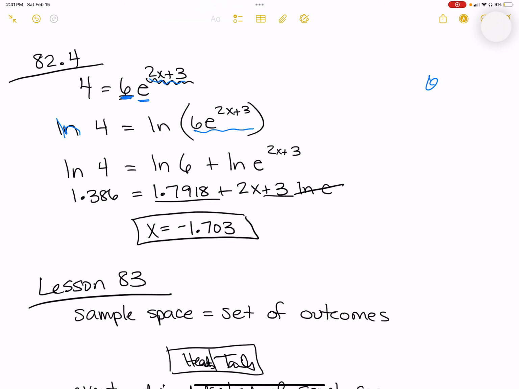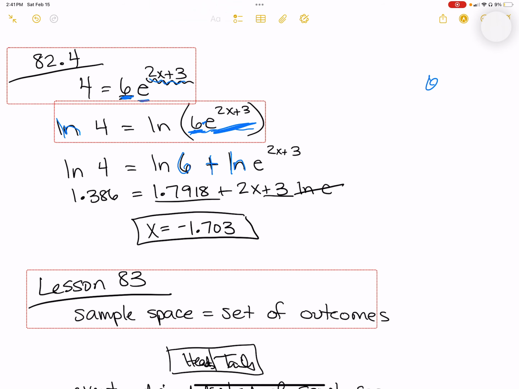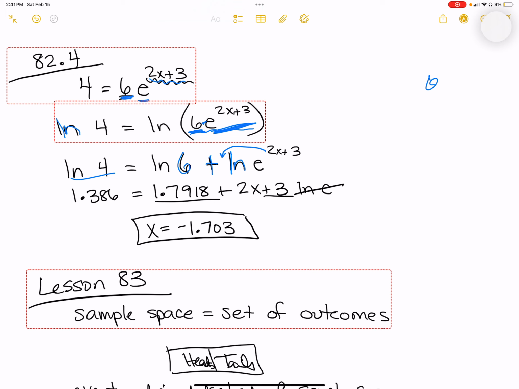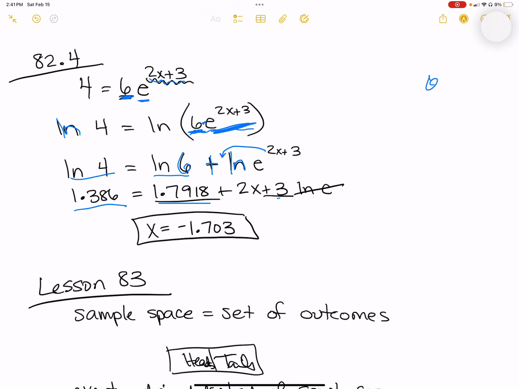Okay, when you take the natural log of a product like this, it breaks down into the natural log of each part of that product. So it will be natural log of 6 plus natural log e to the 2x plus 3. Okay, so when you take that natural log, the 2x plus 3 moves over to be the coefficient. So now we just put natural log 4 in our calculator and it gives us this. Natural log 6 gives us this. And then now we have 2x plus 3 natural log e.